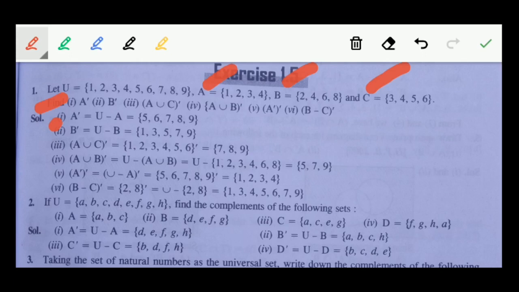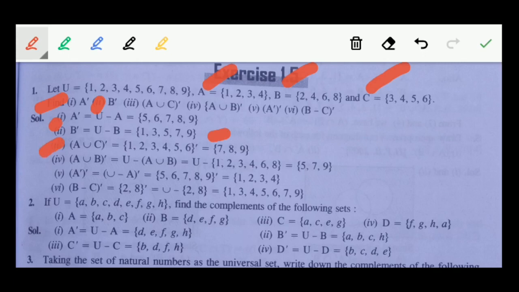And in the same way you can find the B part. You will take only those elements which are elements of U but not elements of B, and its answer is 1 3 5 7 9. See the third part.